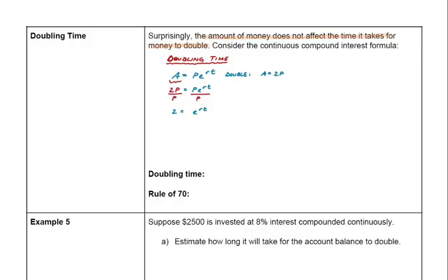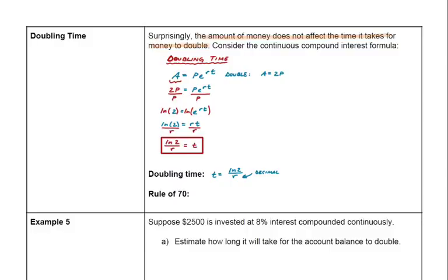So if I take the natural log of both sides, I would get ln of 2 equals rt, divide both sides by r. So there's your formula, ln of 2 over r. Now, r is a decimal in this case, so if you're ever asked, calculate how long it takes for a certain amount of money to double if the rate is 7%, you would go straight to this formula: ln of 2 over 7% as a decimal, so 0.07.